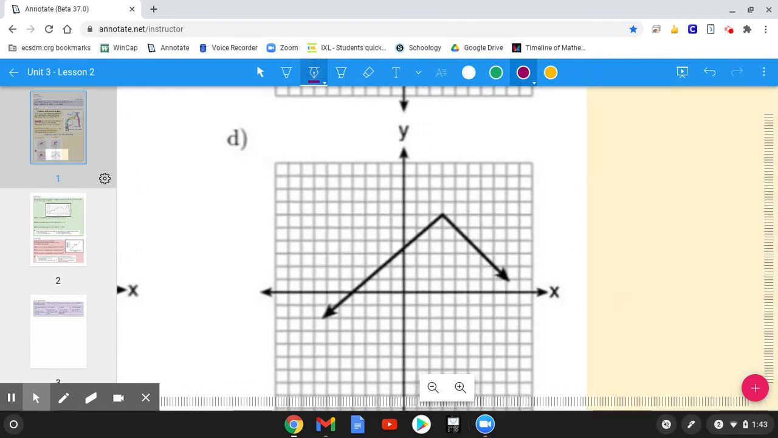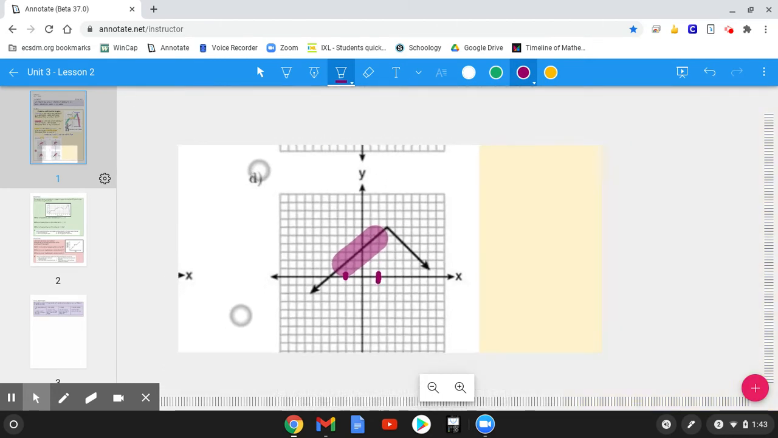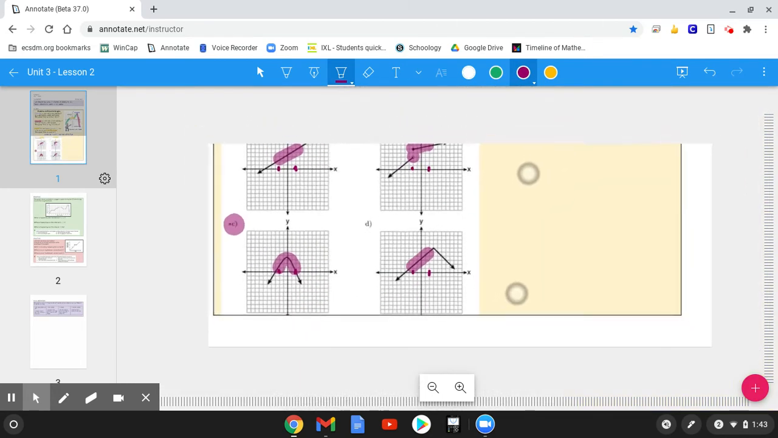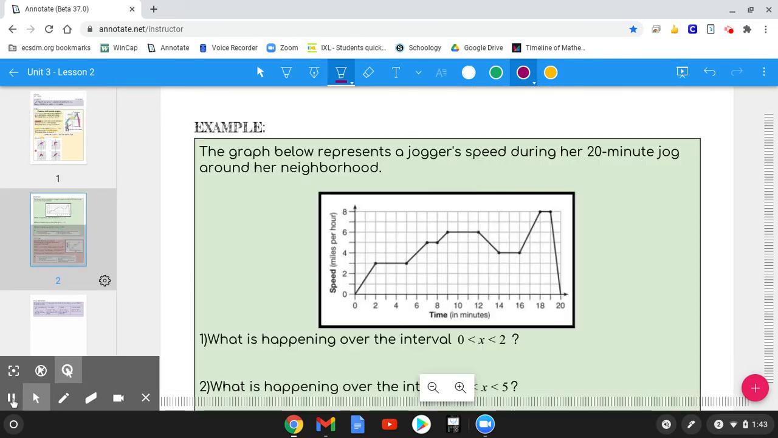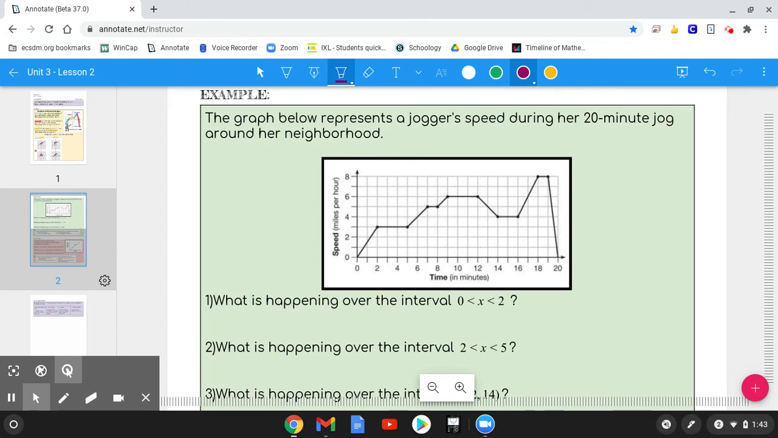What is this graph doing between -2 and 2? I'll highlight what the graph is doing. Increasing. So the only one that is not increasing the entire time is C. Let's take a look at this example here.